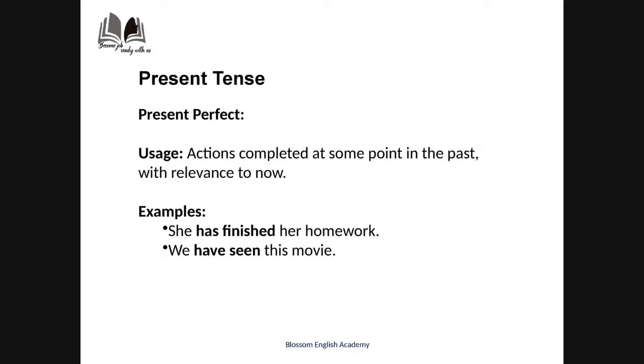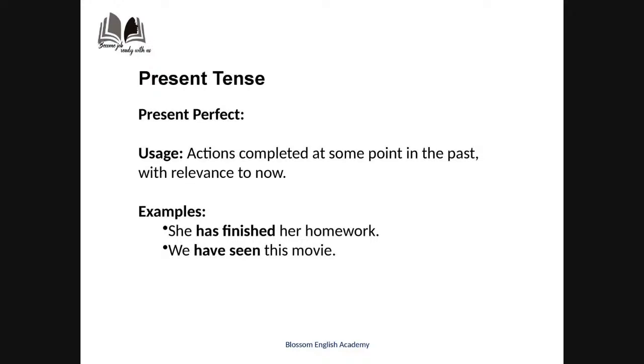An example is she has finished her homework. She might have finished it yesterday, she might have finished it 3 days back, but the point now is the homework is complete. The homework is ready for submission, right? So any action that has happened in the past, but it has some relevance to now, to the current scenario, is framed into a present perfect tense sentence.